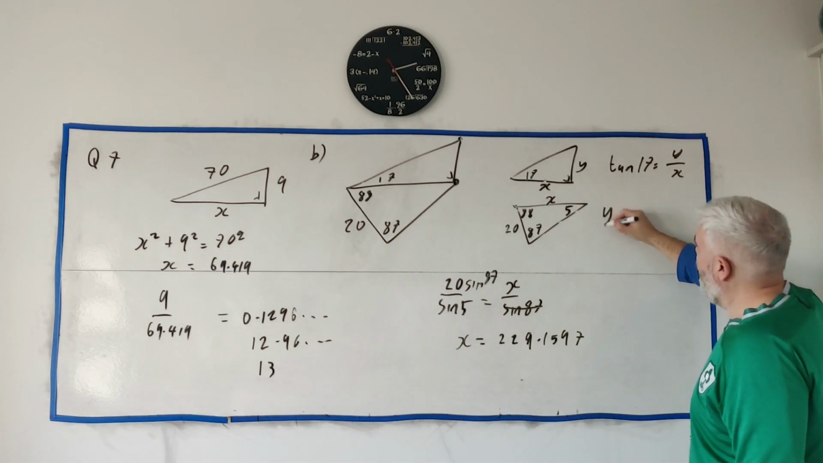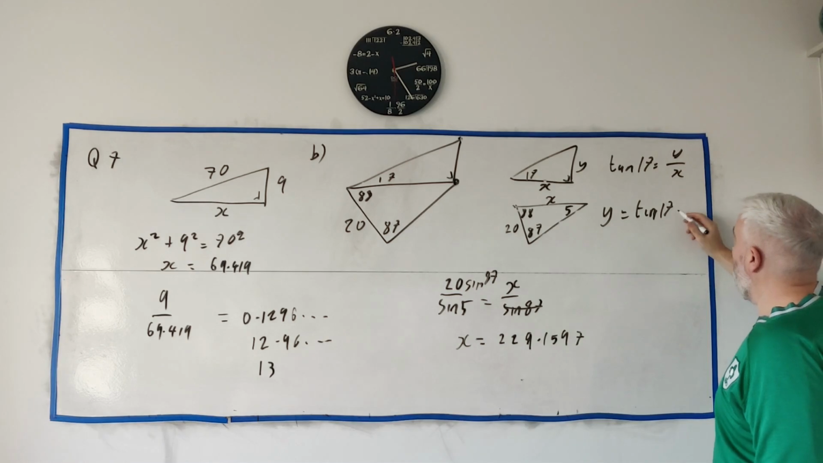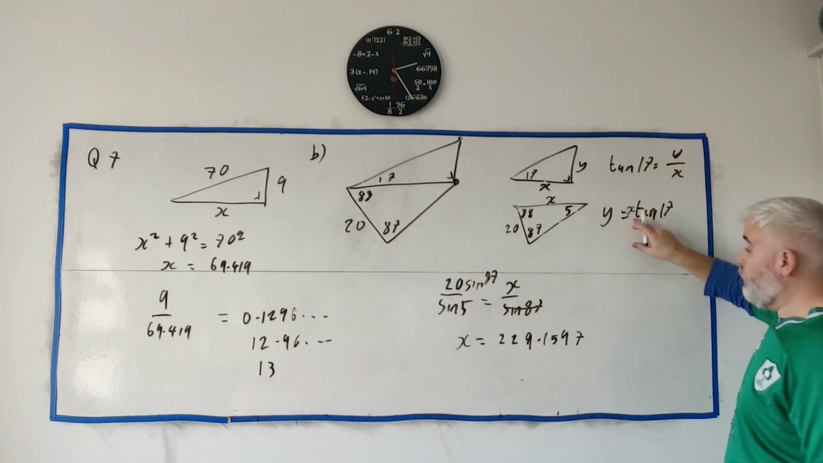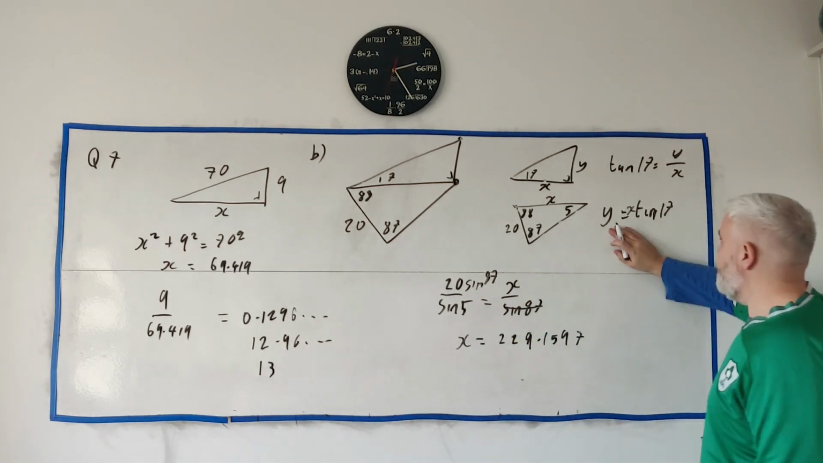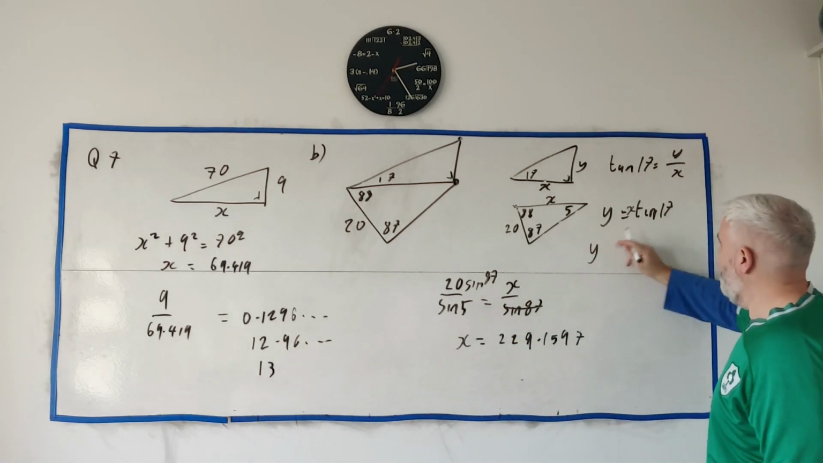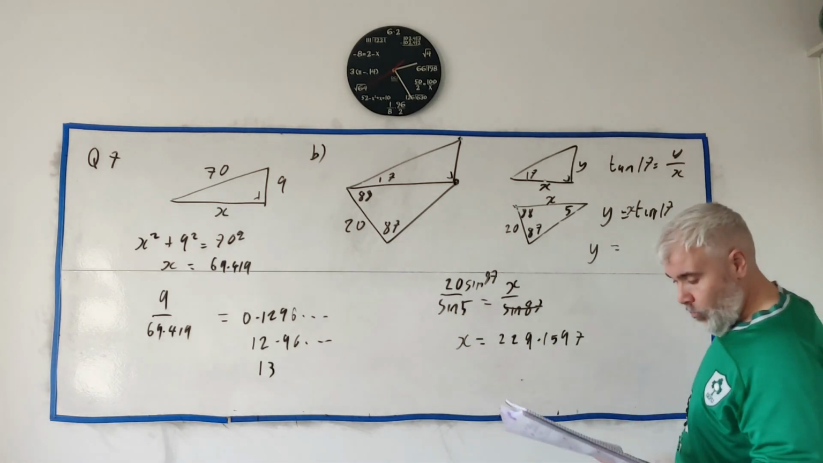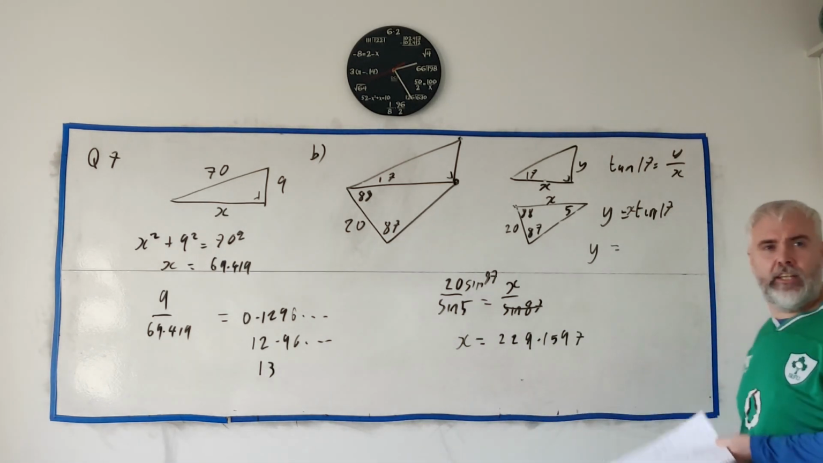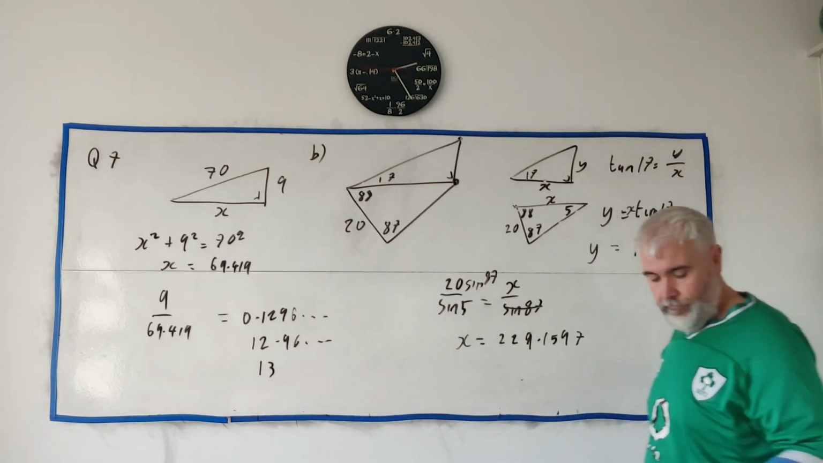Rearrange that, we get y is equal to tan of 17 multiplied by x. We know x is in your calculator, should be sitting on the screen of your calculator as you do this question. So you just type, on your calculator, multiply by tan 17 and you will get the final answer. To the nearest meter, you'll get 70.